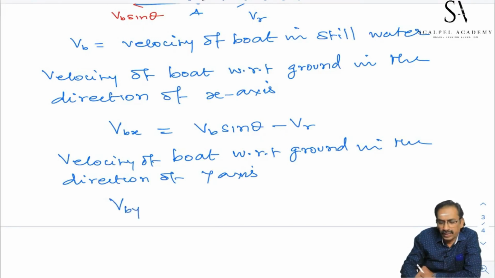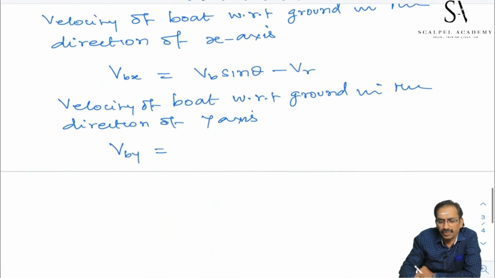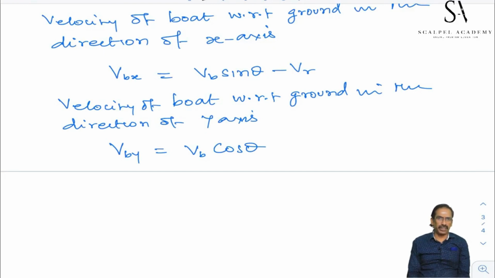Velocity of boat in y-axis direction. The component Vb cos theta. These are the components with respect to ground. The boat is capable of moving with a velocity Vb in still water, but with respect to ground we are calculating. At that time we are taking river water into account.